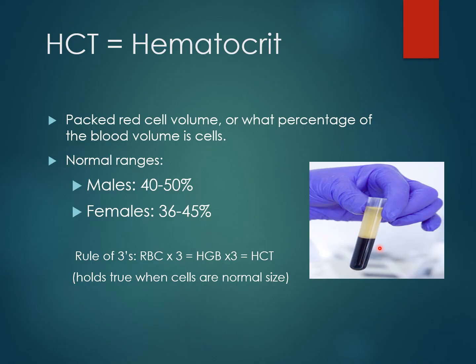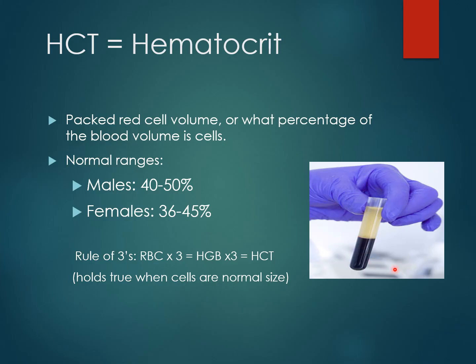And if you look here, this is about 50%, maybe a little bit less than 50%. So this would represent a normal hematocrit visually. Normal ranges for males for hematocrit is 40 to 50%. So this about matches a normal hematocrit. And for females, 36 to 45%.